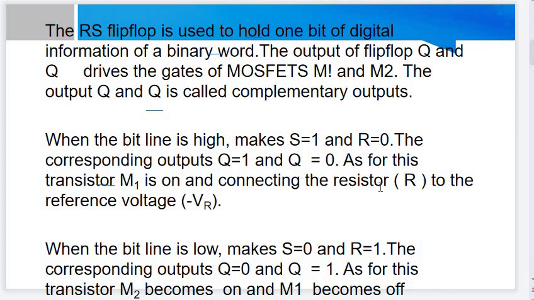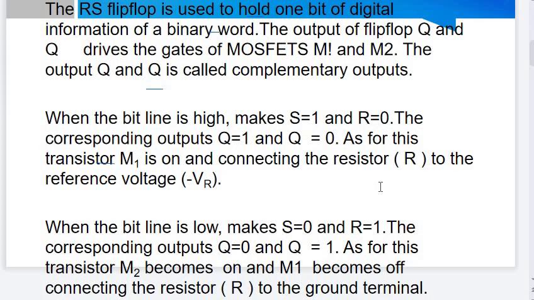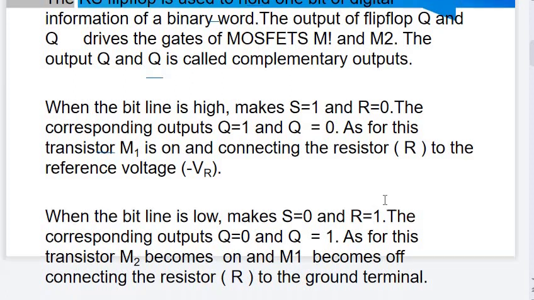When the bit line is low, make S equal to 0 and R equal to 1. The corresponding output Q equal to 0 and Q complement equal to 1. Hence transistor M2 becomes on and M1 becomes off, connecting the resistor R to the ground terminal.